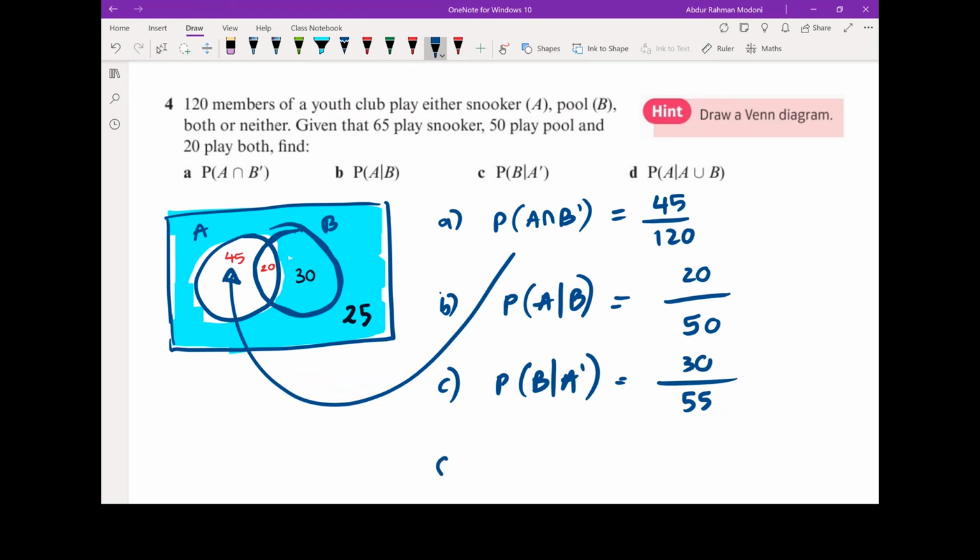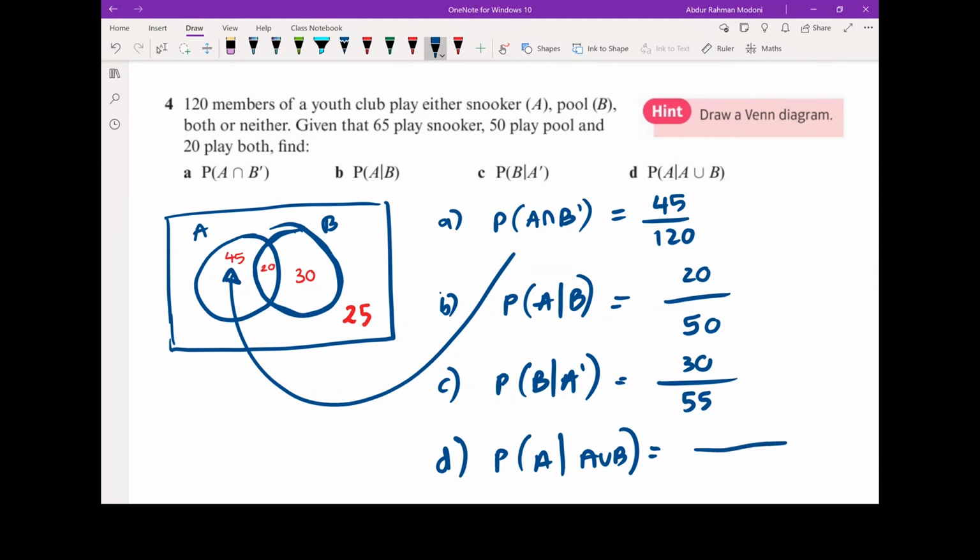And lastly, part D is probability of A given A union B. So similarly, I can go and take a look at this. First of all, let's restrict our sample space to A union B. A union B means unite A and B together, and it's the whole of A and B shaded there. So it's out of this. This is my restricted sample space shaded there. So it's out of that total, and that total here we can see is 95. So it's out of 95.